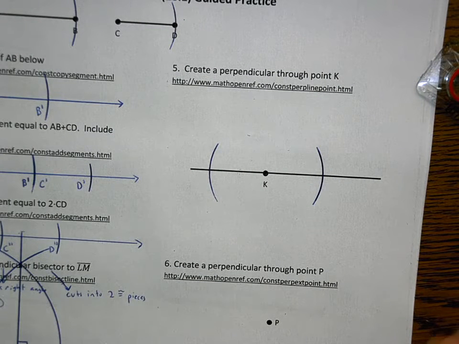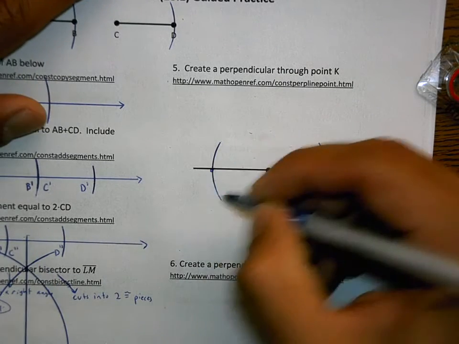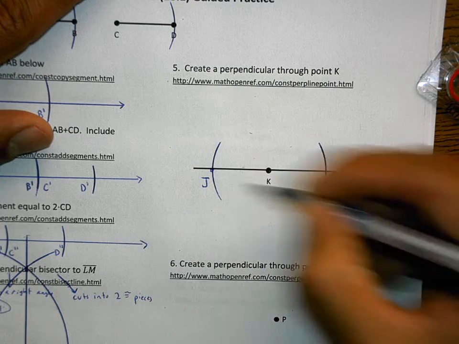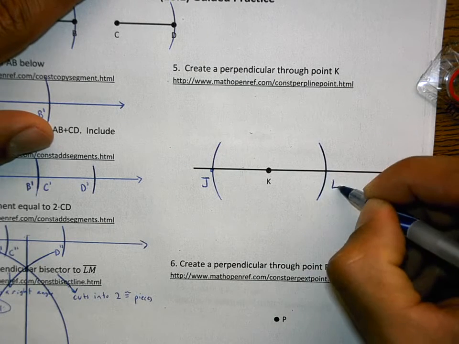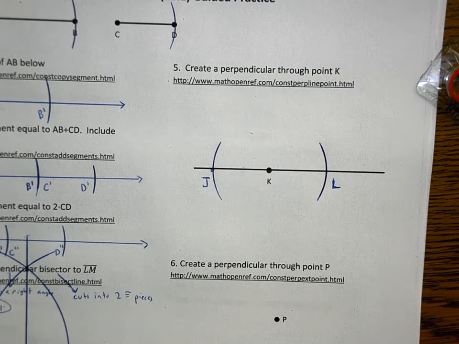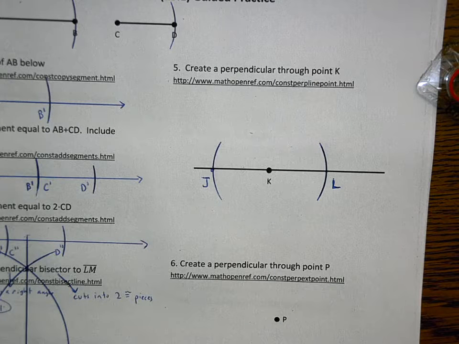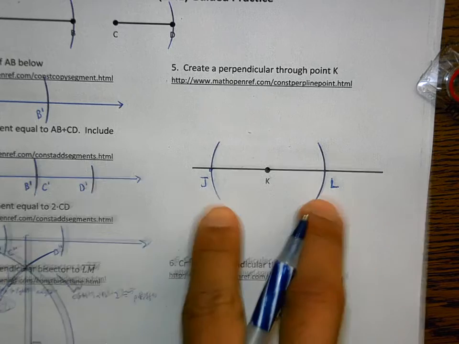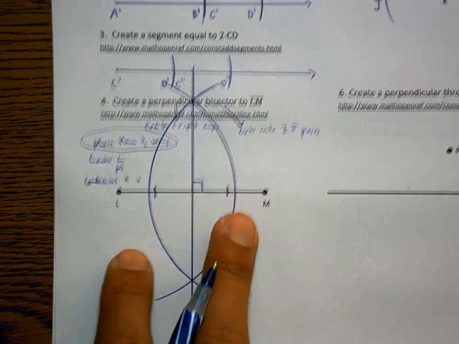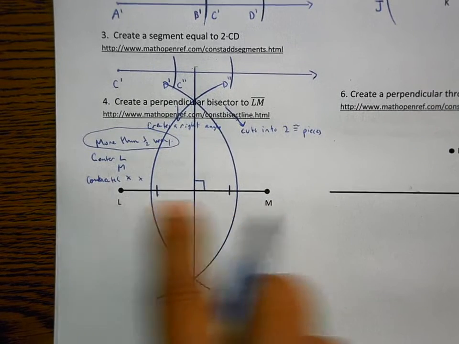What I have now are 2 points that are exactly the same distance apart from K, and I know where it intersects this line. Let's label these points. Let's label this point J. Let's label this point L. I now know that J is the same distance away from K as K is from L. Now guess what happens? Now that we have this, it's going to turn into this problem. You have the 2 points now that you can create the perpendicular.